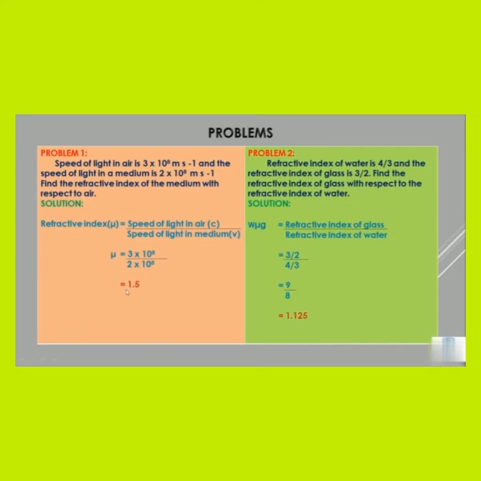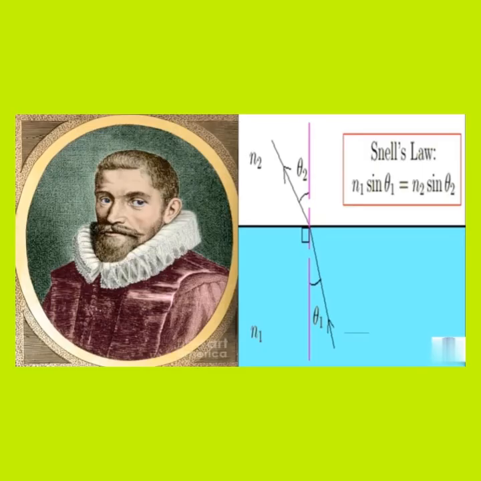Next problem. Refractive index of water is 4 by 3 and the refractive index of glass is 3 by 2. Find the refractive index of glass with respect to the refractive index of water. As we know already, the formula is refractive index of glass by refractive index of water. So if you substitute the values, we will get 3 by 2 divided by 4 by 3. If you multiply and divide, you will get the answer 1.125. That is W mu G is equal to 1.125. W means water, G means glass, mu means refractive index.